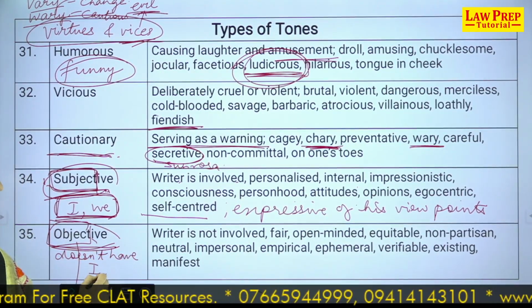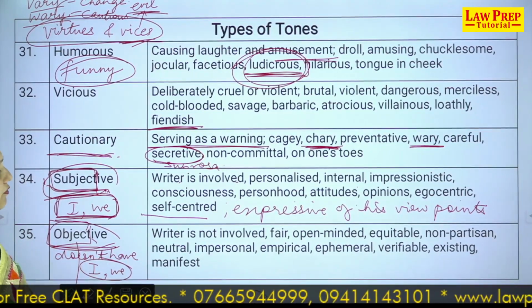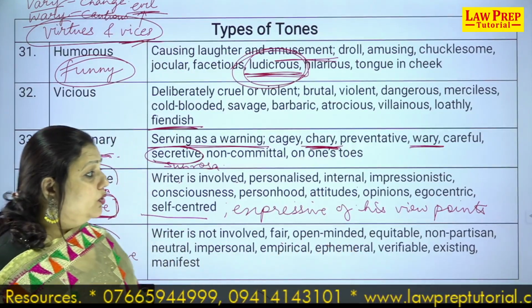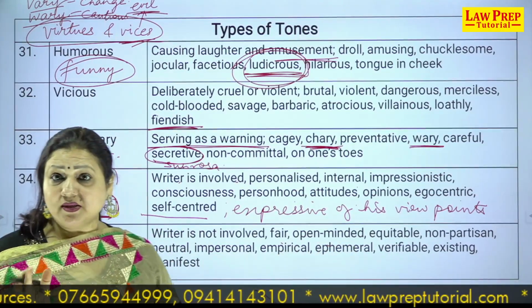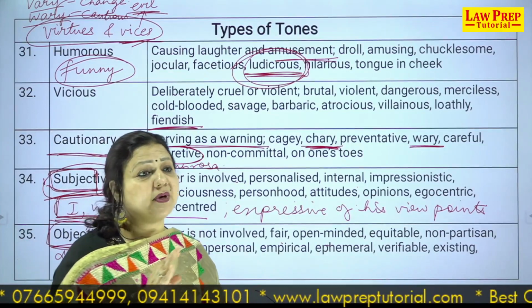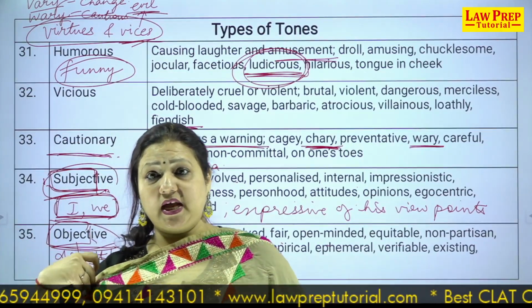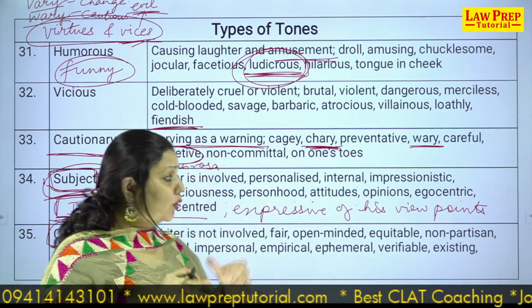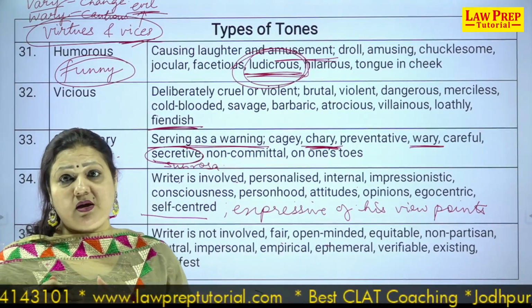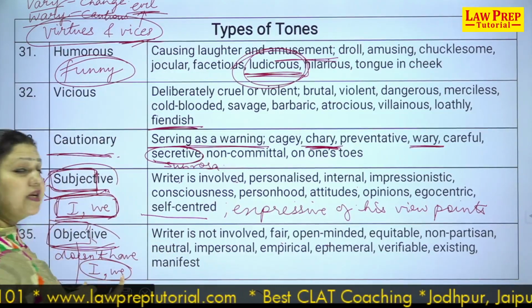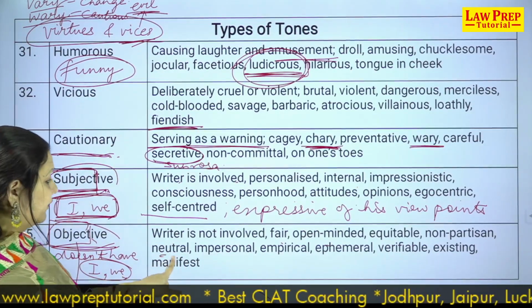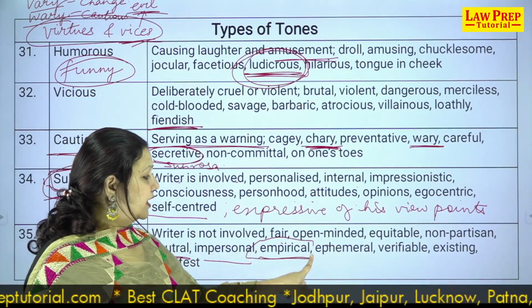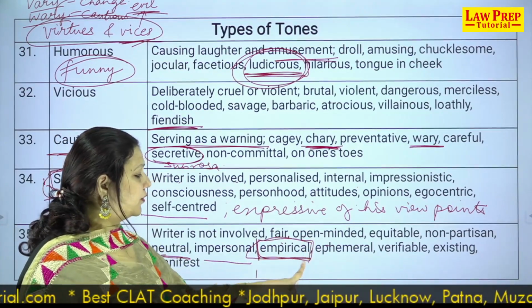No I or we. The writer is not involved. It's fair, open-minded, equitable, non-partisan. The writer doesn't participate. See, I tell you about reservation policy, but I don't speak a single word about it. I don't express my viewpoints. I don't talk about whether it should be there or shouldn't be there. I don't become a participant in the passage because I am not having I or we. I remain very neutral or impersonal, ephemeral. Please note this word, ephemeral, very, very important for the tones of the passage.